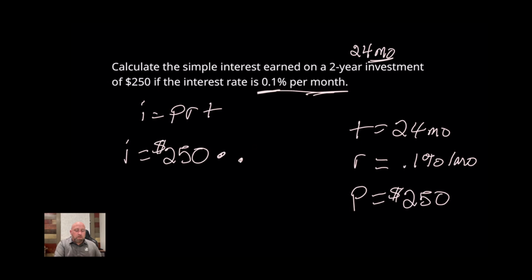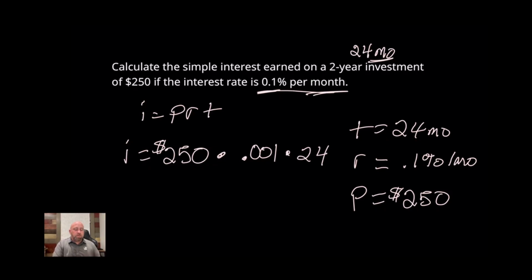So it's 0.1%, but we need to move that decimal point 2 spaces. So it's going to be 0.1, and we're going to move it 2 spaces. So it's going to be 0.001. I'll just rewrite that so it looks better: 0.001. We eliminate the percent sign. And then times our 24 months.